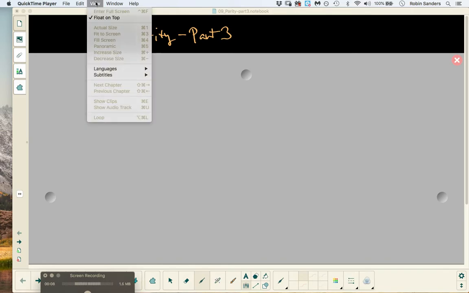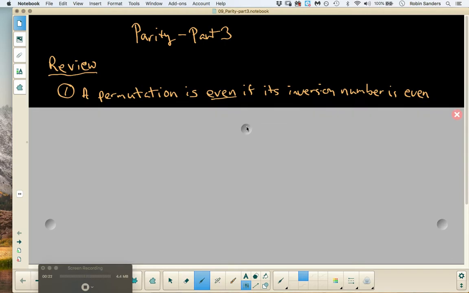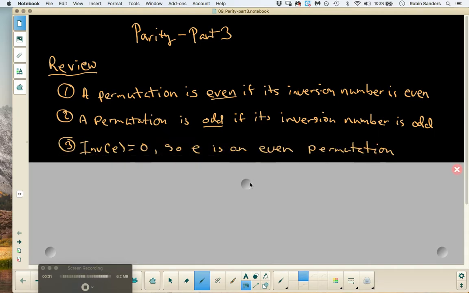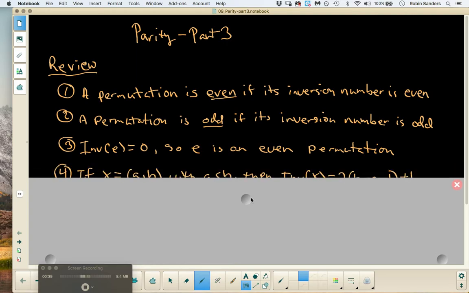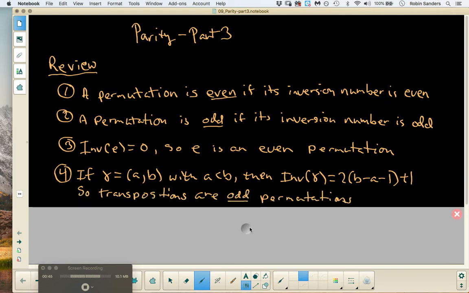Okay, this video is about parity, part 3. And I'm going to start by reviewing some of the things that we've done in the previous two videos. The first thing is a permutation is even if its inversion number is even, and a permutation is odd if its inversion number is odd. And the inversion number for the identity permutation is 0 because there are no inversions in it, and hence E is an even permutation.